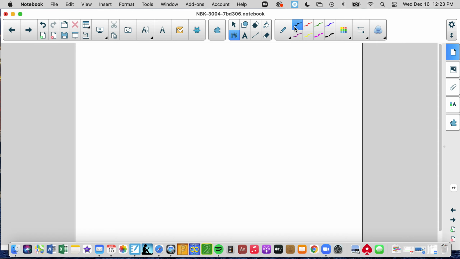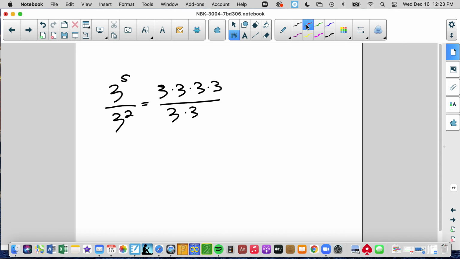Another idea: let's do 3 to the 5th over 3 to the 2nd. And we had that dividing. That would be 3 times 3 times 3 times 3 times 3 over 3 times 3. And we know that 3 over 3 equals 1, 3 over 3 equals 1, and you end up with 3 times 3 times 3, which is 27, but we want to write it as an exponent, 3 cubed.